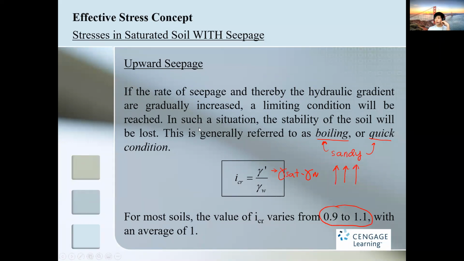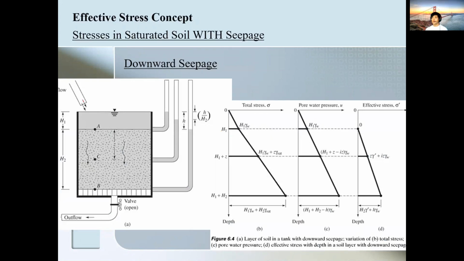So next we'll go to the downward seepage. As you can see, the source of water is now in this region. This time the flow is downwards, and then we have a drainage, meaning the water can flow out of your soil specimen. As you noticed in the different piezometers at points A, C, and B, earlier it was all head added, but now we have head loss per point.